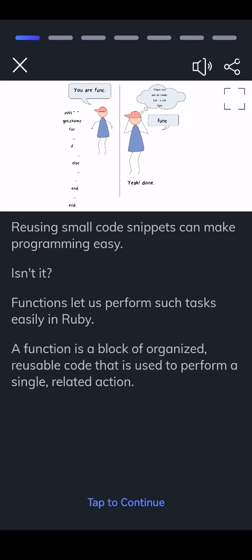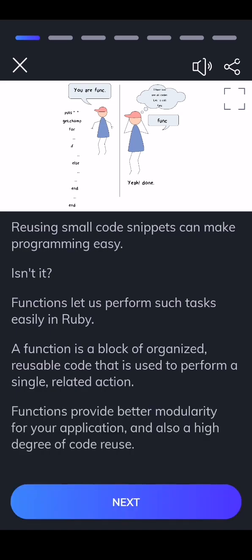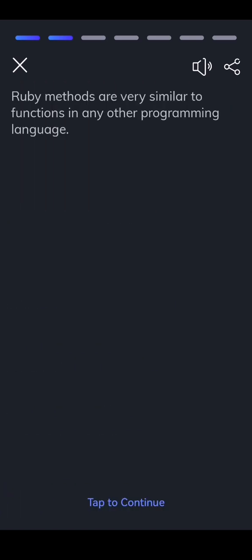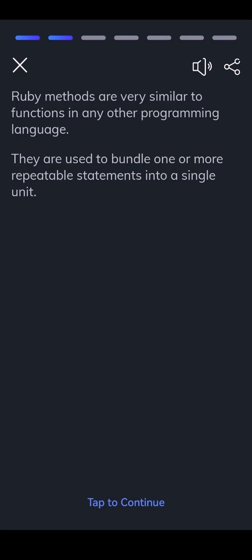A function is a block of organized, reusable code that is used to perform a single, related action. Functions provide better modularity for your application, and also a high degree of code reuse. Ruby methods are very similar to functions in any other programming language. They are used to bundle one or more repeatable statements into a single unit.